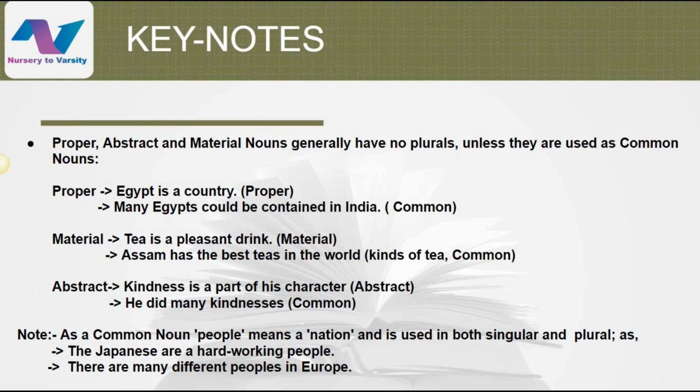Here is a note for the above keynote. As a common noun, people means nation and is used for both singular and plural. In the above note, we have seen that common nouns can be used as a plural form. But according to the note, we can also use a common noun as singular form. Let's see how. According to the first example, the Japanese are a hard-working people. In this sentence, I really want to convey people as a nation. It means I just want to depict a single nation, that is Japan. Whereas in the second sentence, there are many different peoples in Europe. That means there are many different nations in Europe.